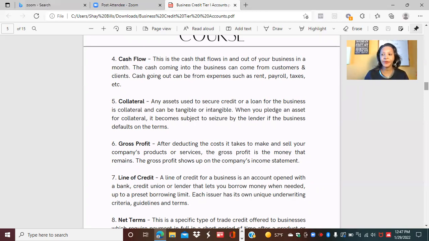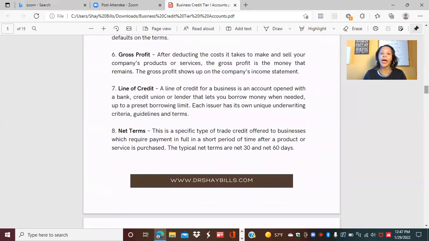Line of credit. A line of credit for a business is an account open with a bank, credit union, or a lender that lets you borrow money when you need it, up to a preset borrowing limit. Everyone is different. So if you have a line of credit, for example, you may have a line of credit at your credit union for $1,200.